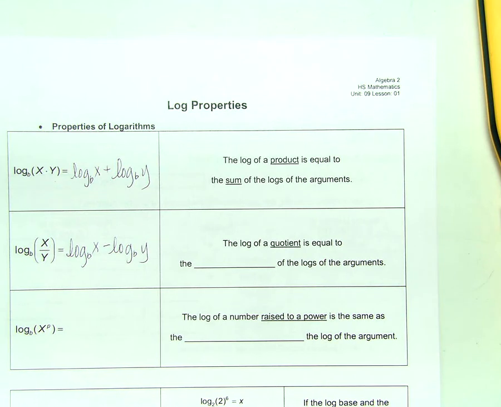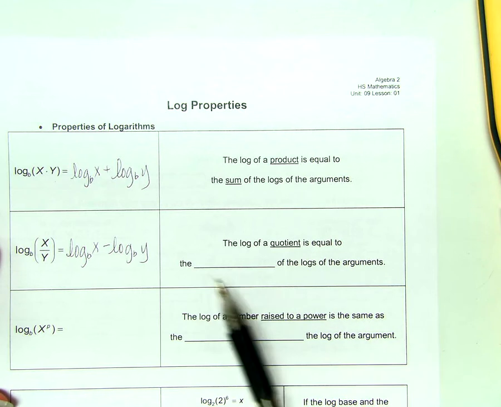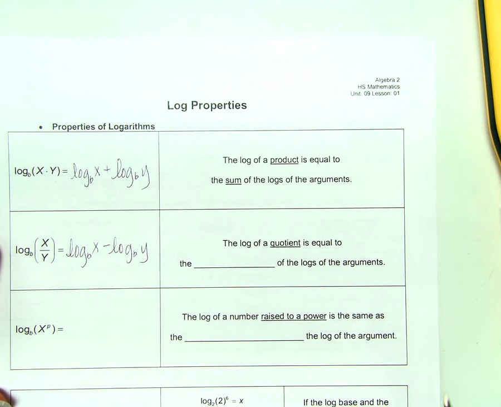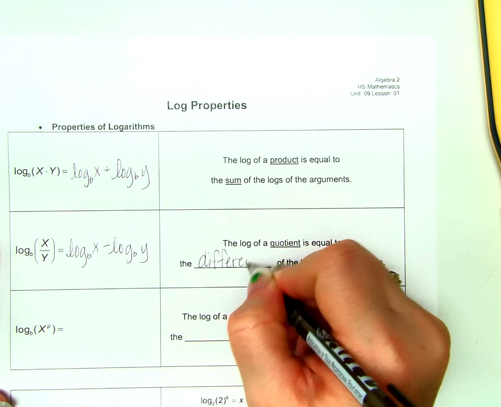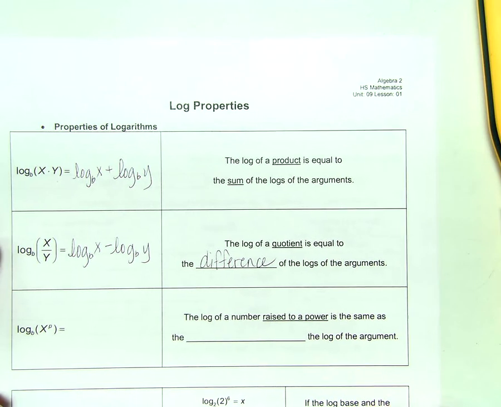So tell me the correct vocabulary words that go into the next column. The log of the quotient is equal to the blank of the logs of the argument. I know you want to say subtract. I want you to say the right word. Somebody just said it. Difference. Very good.